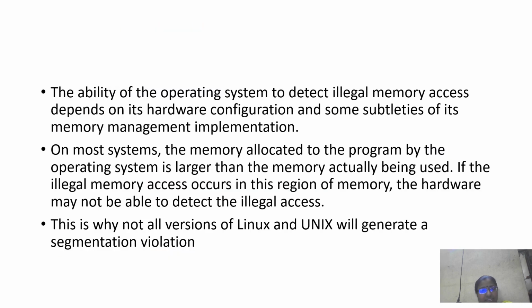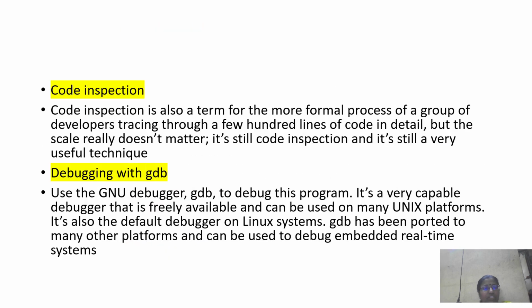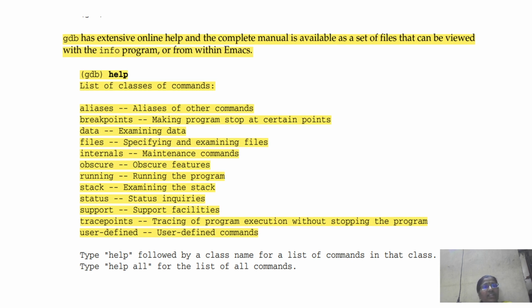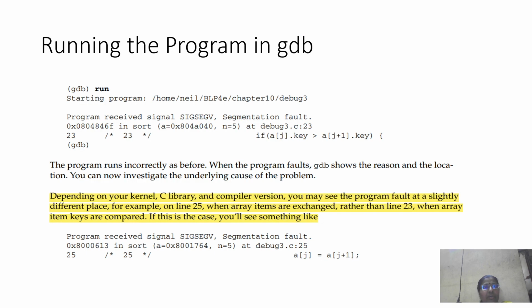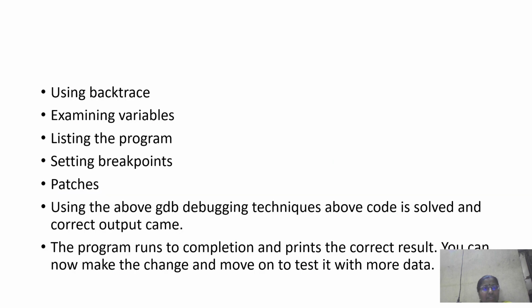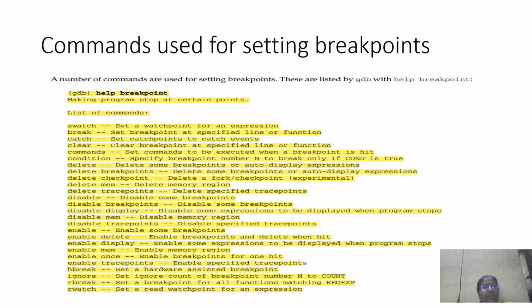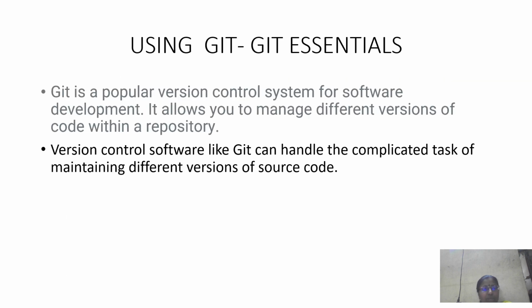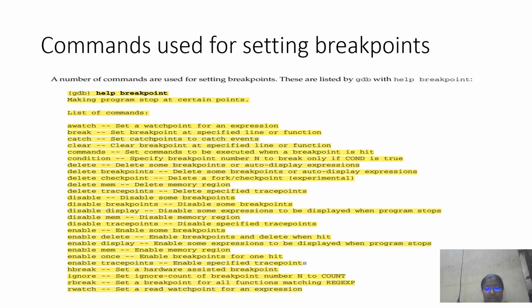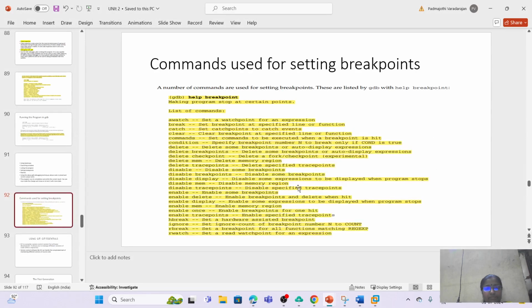Here again, using various techniques, that is, code inspection and debugging with GDB, these are some of the GDB commands you will be using: examining variables, setting breakpoints, listing the program. So what are the breakpoint commands? There is a set of breakpoint commands listed here: break, catch, clear, delete, enable breakpoint, disable breakpoint, ignore, watch. So using these you can debug the program.